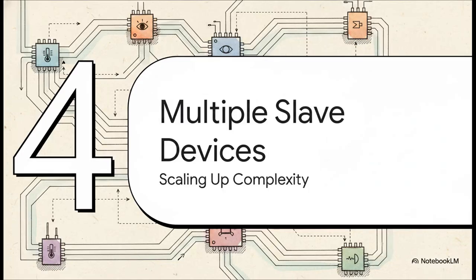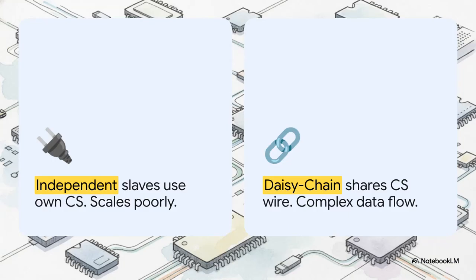Section 4. Connecting multiple slave devices. Let's scale up the complexity a bit. So, what if you have more than one peripheral? There are 2 primary network topologies for multi-slave setups. First, we have independent slaves. In this setup, the master, MOSI, MISO, and clock wires are all shared across the board, but every single slave gets its own dedicated chip select wire.